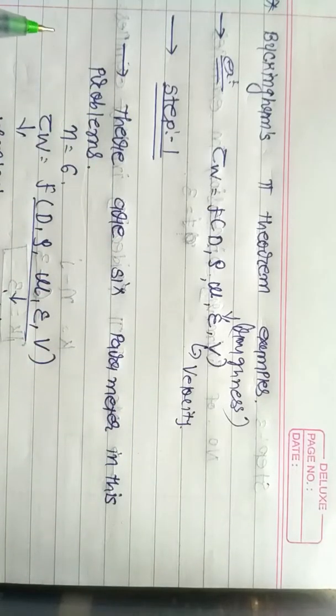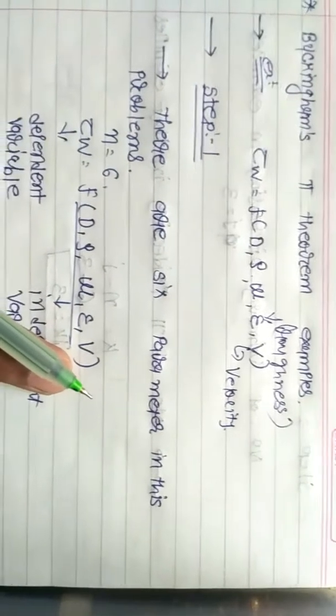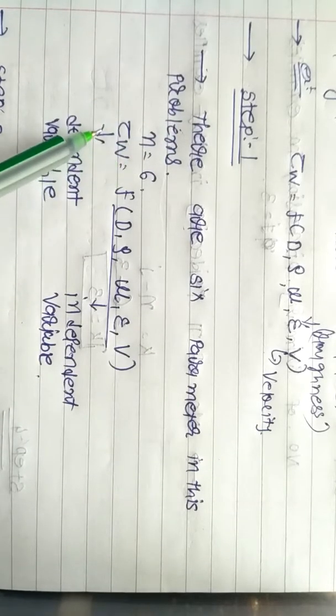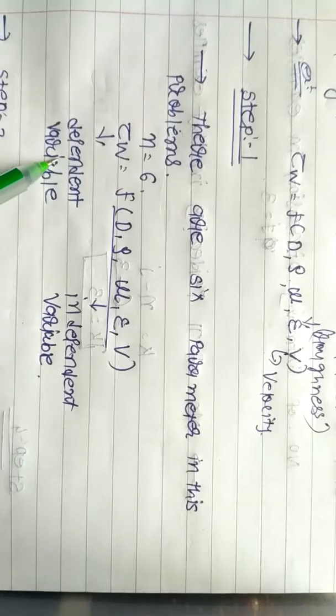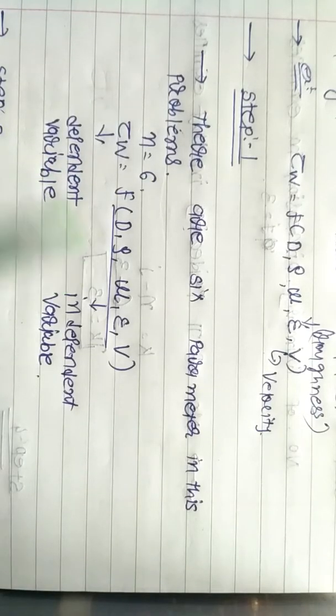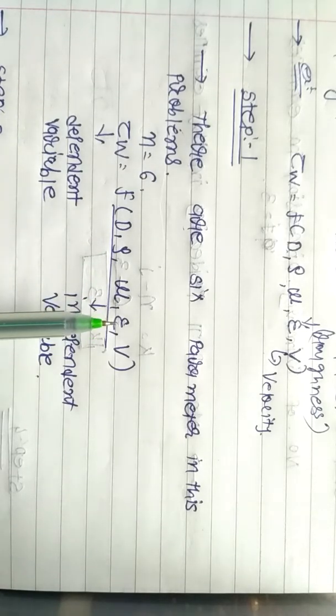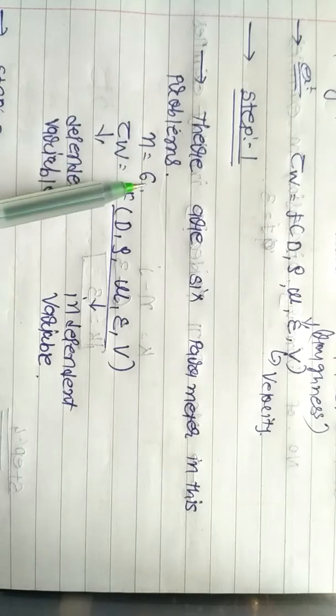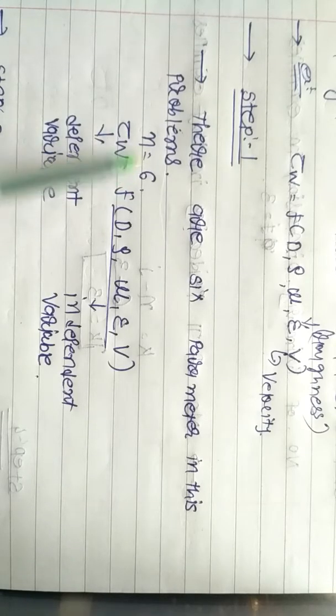Now what we can do in the next step, step number one: there are 6 parameters in this problem, so n equals 6. The shear stress tau is the dependent variable, and the independent variables are the diameter d, density rho, dynamic viscosity mu, epsilon, the roughness, and v, the velocity. That's why we can say that n equals 6.